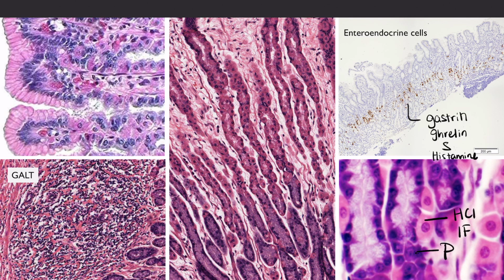The submucosa of the stomach is comprised primarily of dense irregular connective tissue. At the border of the mucosa and submucosa, we see GALT, or gut-associated lymphatic tissue. Deeper into the submucosa, we will see blood vessels, the autonomic nerves, and the ganglia of the submucosal plexus.